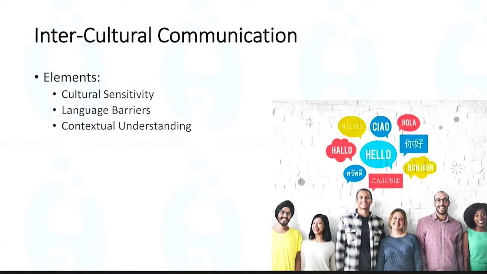Next is intercultural communication. Intercultural communication is the exchange of information between individuals from different cultural backgrounds. So here we have to understand cultural diversity.